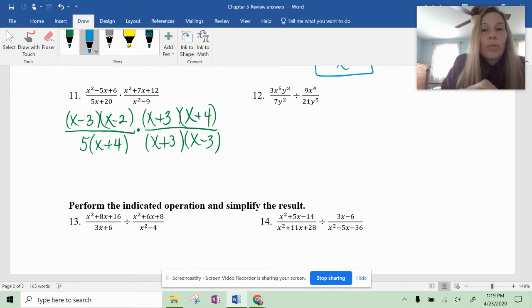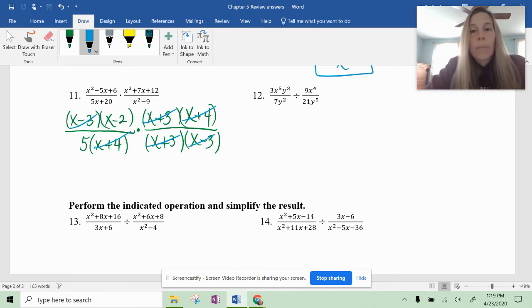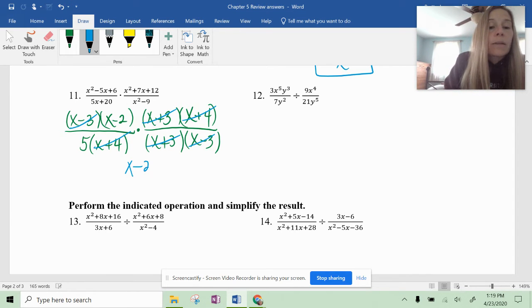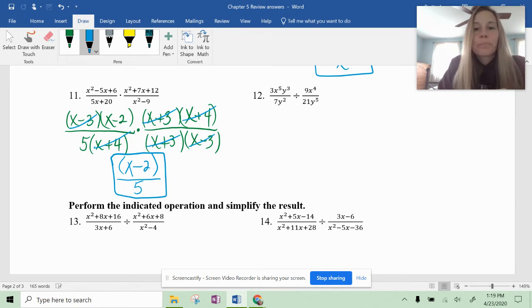Now, anything in the numerator that cancels with anything in the denominator, so we would have x minus 3. There's 1 on the top, 1 on the bottom. There is an x plus 3 on the top and the bottom. There is an x plus 4 on the top and the bottom, so they can all get canceled. Then you're left with the x minus 2 over your 5 as your final answer.